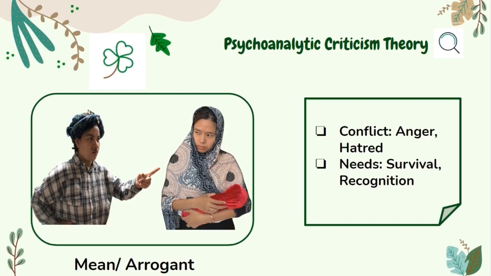Based on psychoanalytic criticism theory, you can see that this involves the conflict and the needs of both characters. Biju had a conflict with the other people in the village because they are jealous of his wealth and they gossip about him. That's why he felt angry and ashamed because of them. Hence, he showed his arrogant and rude behavior to others.